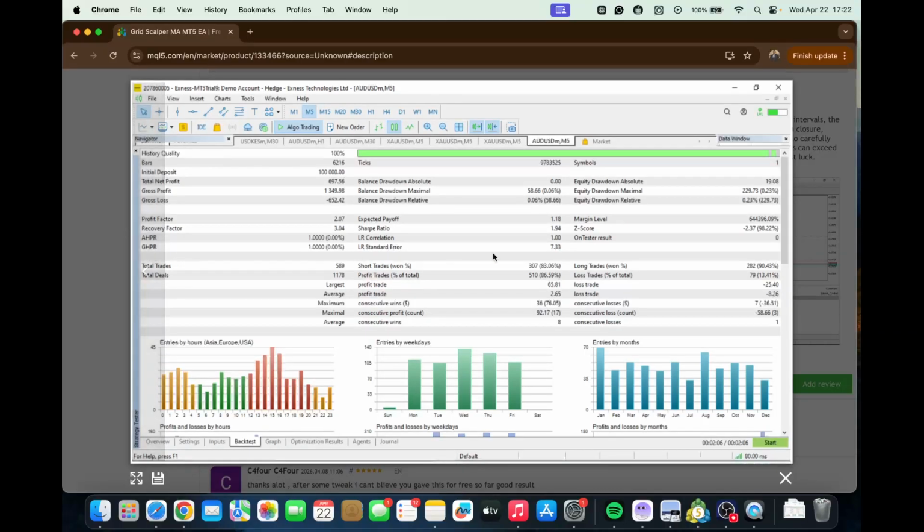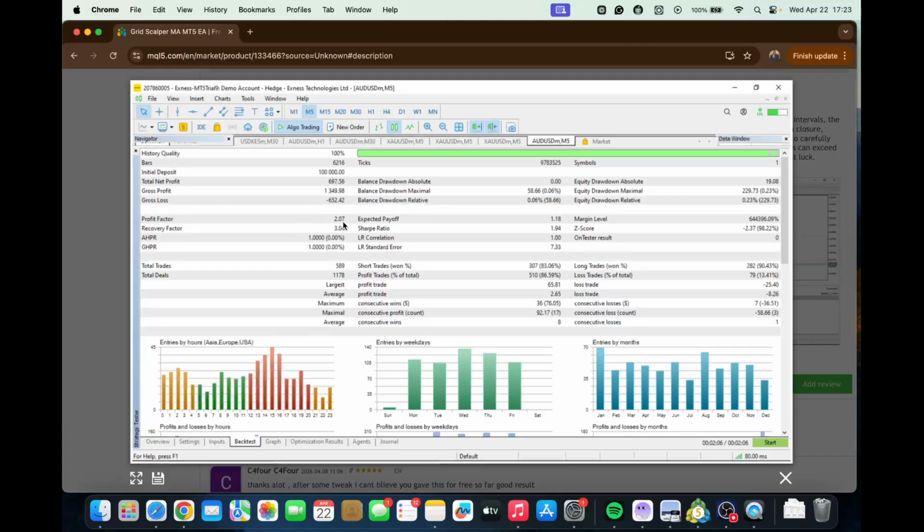on live trading. We also have the results marketed by the developer. Initial deposit $100,000 and total net profit is just $697. I don't know how long he tested this for, but this is too small for a $100,000 account. We have the gross profit of $1,349 and the gross loss of minus $652. And this is how it looks.